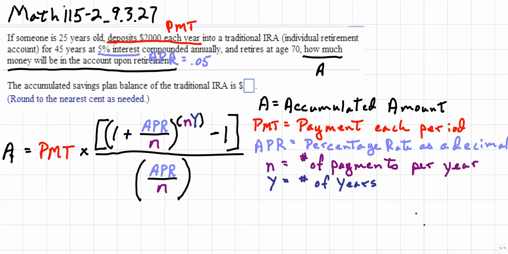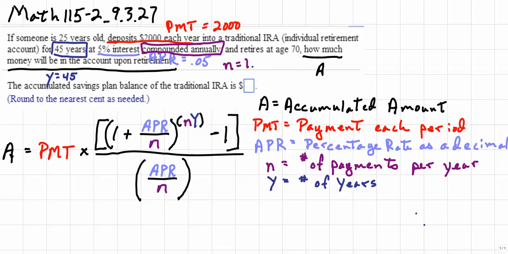N is going to be the number of payments per year. And I've kind of made a mess here, but we're going to compound annually. So therefore, N will be equal to 1. And let me just go ahead and write down that PMT will be equal to 2,000. And then finally, we need to know for how many years we're doing this. And that would be this, and that is going to be my Y. So Y is equal to 45.